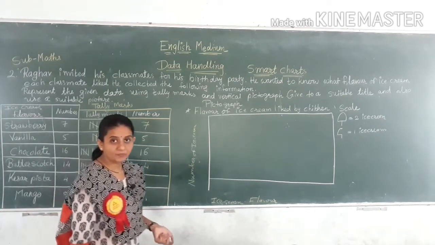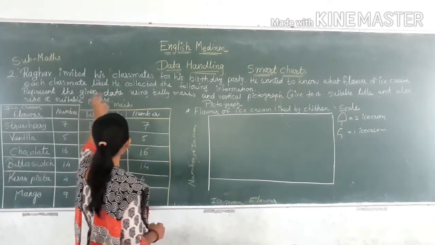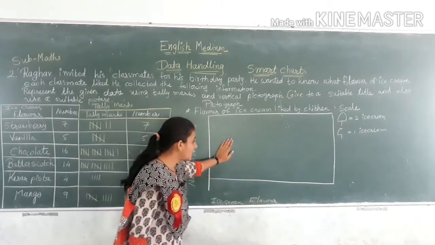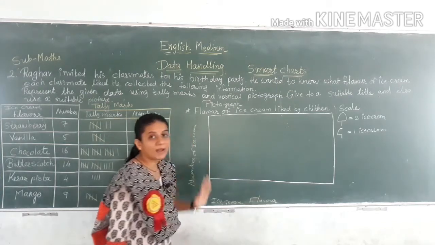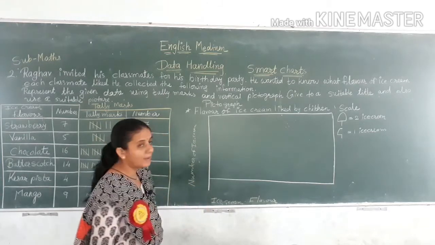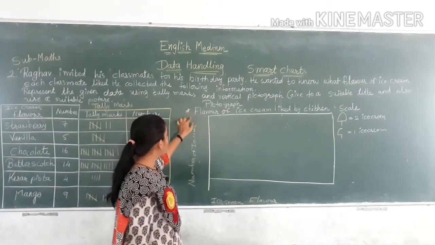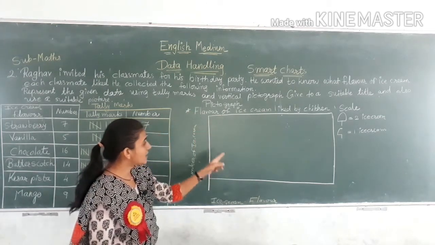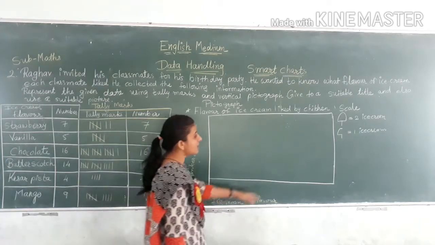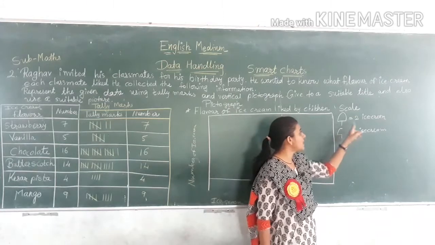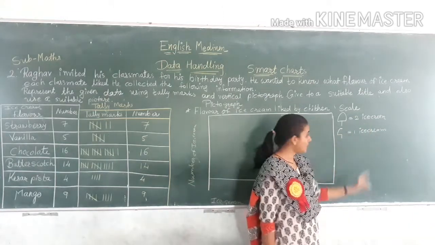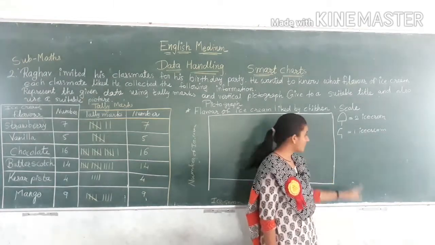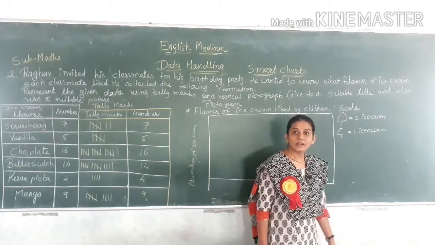Now pictograph. Represent the given data using tally marks and a vertical pictograph. We are making a vertical pictograph with a suitable title and also use suitable pictures. Now we are using a title, flavor of ice cream liked by children. We are using a scale here: 1 candy for 2 ice creams, and half candy for 1 ice cream.